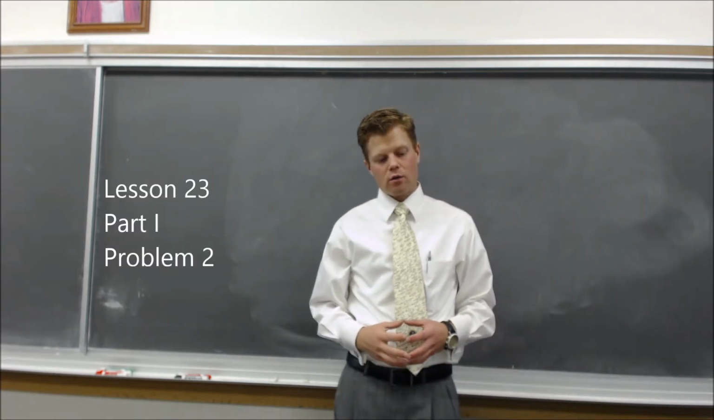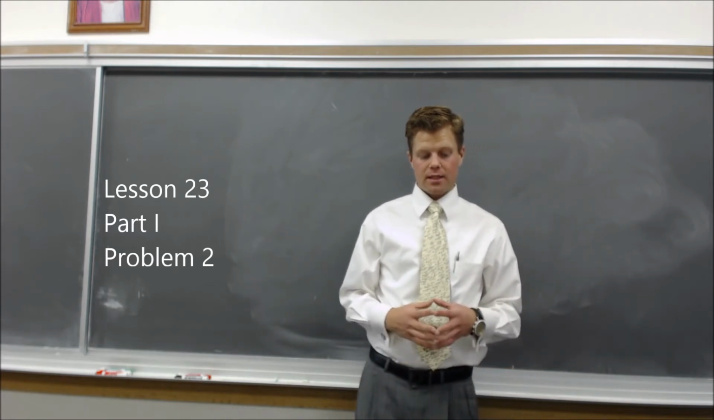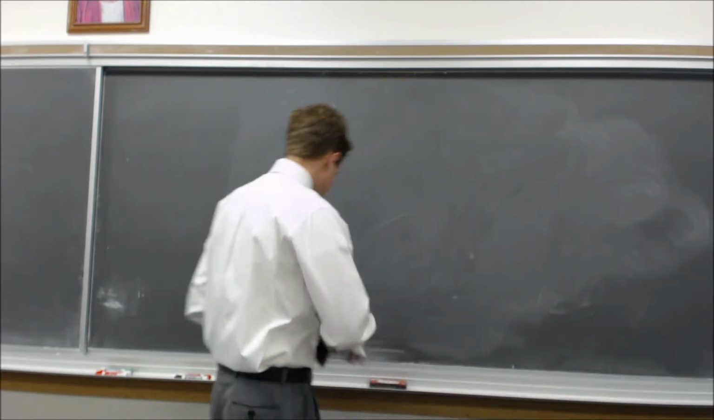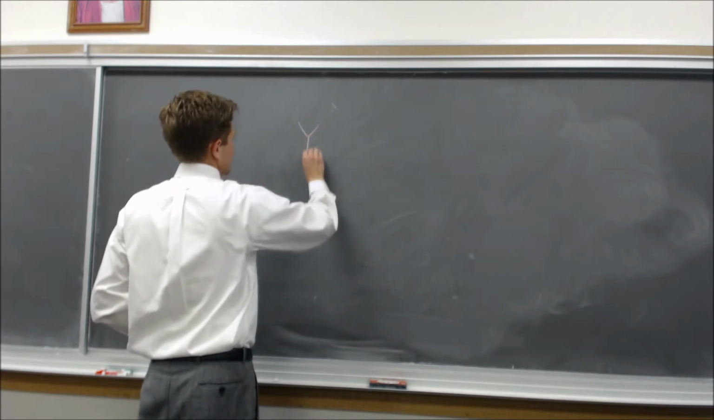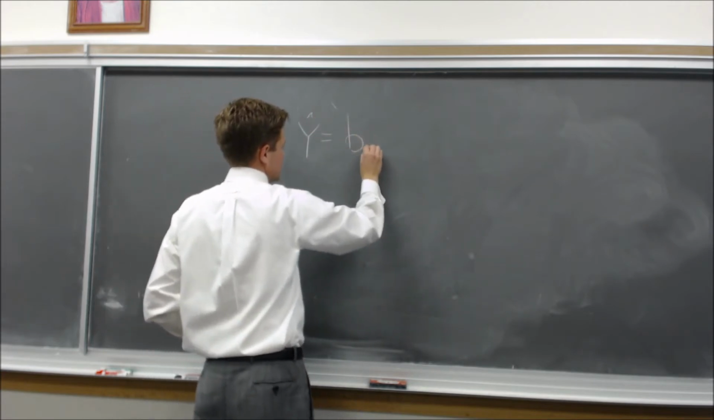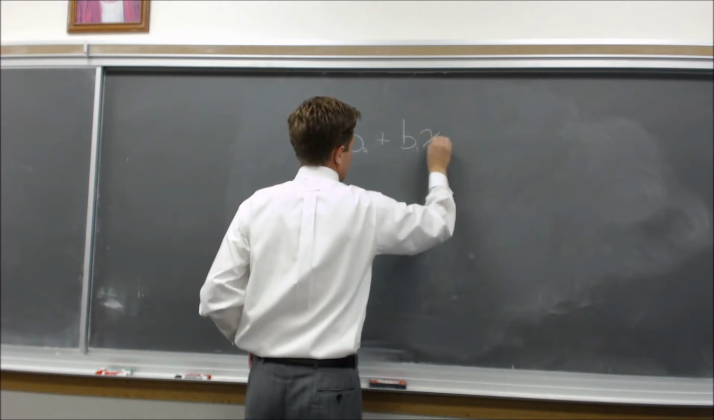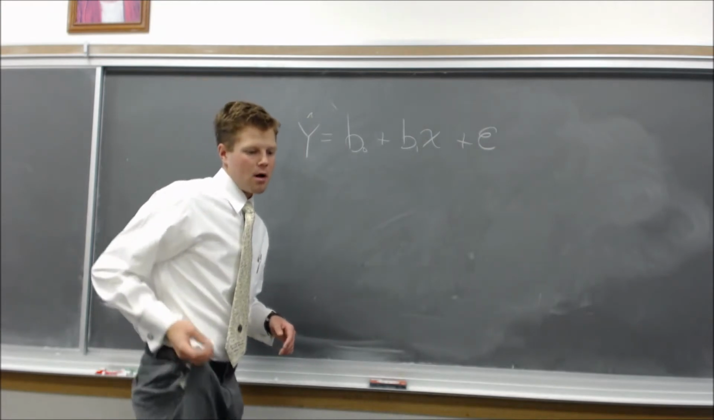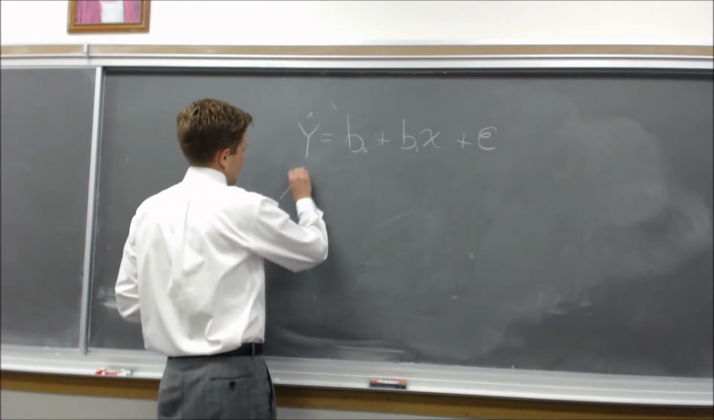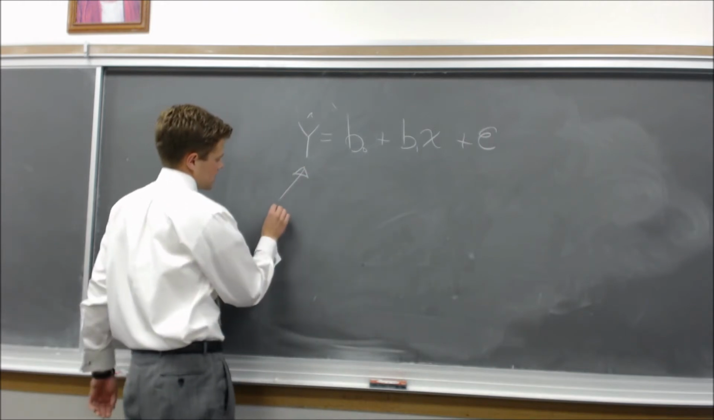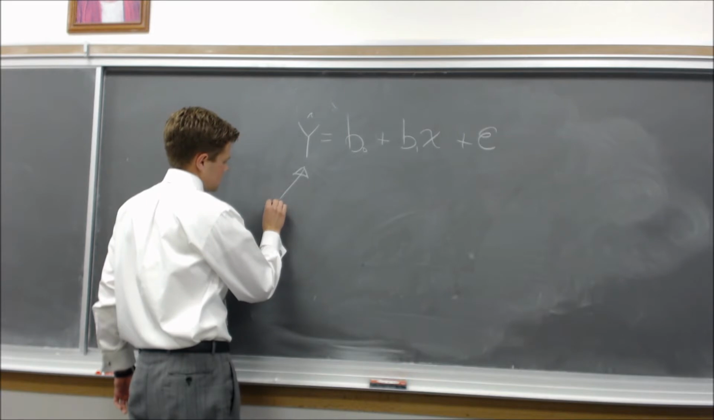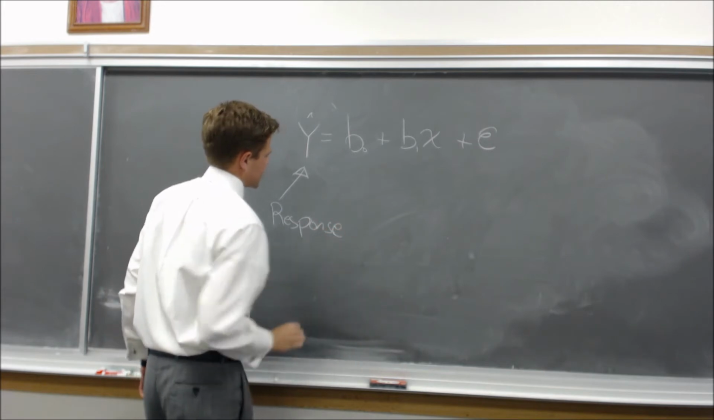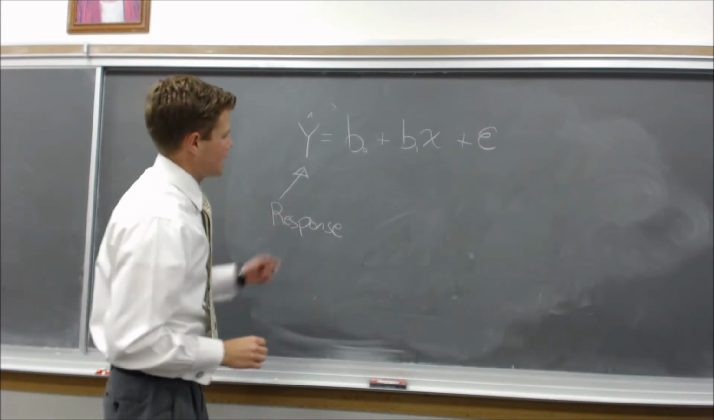Question 2, in the formula y equals b0 plus b1 times x plus epsilon, state what each symbol stands for. So here is our classic equation, b0 plus b1x plus epsilon, for our linear regression model. Now we're going to review real quick what these mean. So your y is representative of the response variable. That's what you're trying to predict.